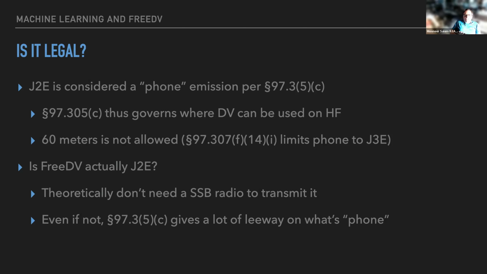So currently, FreeDV is not legal on 60 meters for Americans, but there is something going through the FCC that might harmonize the 60-meter allocation that we have with other countries. If that were to happen, FreeDV might become legal for us on 60 meters. So we'll have to see where that goes. There's also the question of whether FreeDV is actually J2E. One thing people brought up is that you theoretically don't need a single sideband radio to transmit this. Because you don't need a sideband radio, J2E might not actually be the correct emission designator. But there's also the argument that even if it isn't, we have a lot of leeway as to what is considered phone. So personally, I'm not too worried about it. But again, if you have any concerns, definitely talk to someone who knows more than I do.